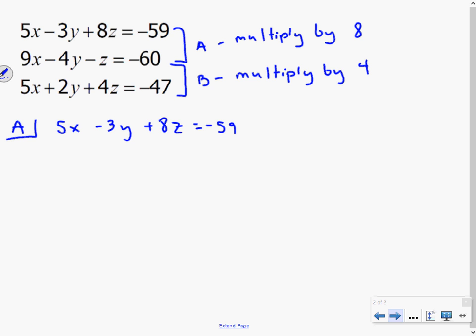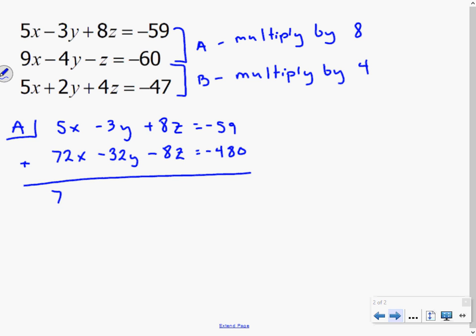And then we said we're going to multiply that middle equation by 8, so we're going to get 72x minus 32y minus 8z equals negative 480. And we're going to add these two equations together. So we get 77x minus 35y equal to negative 480 plus negative 59. We're going to get negative 539.